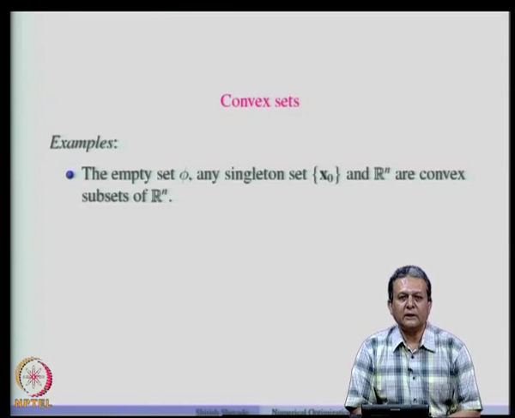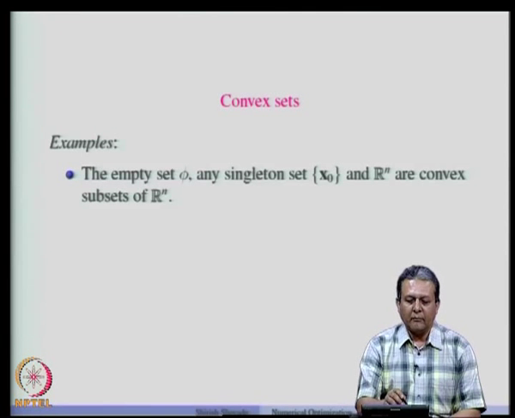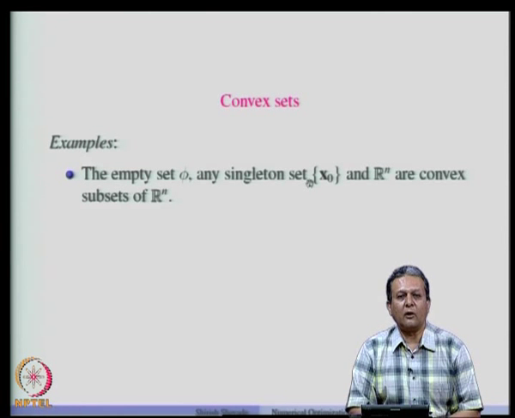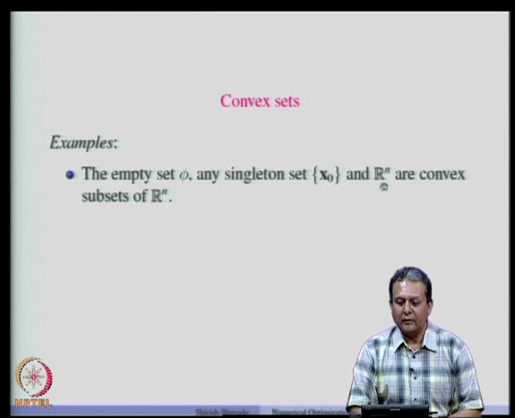Now, let us look at some more examples of convex sets. By convention the empty set is a convex set. Then any singleton set is also a convex set, because since we have only one point in the set, it is obviously a convex set, because there is no notion of line segment in that set. Then the set Rn, the n-dimensional set of real numbers, is also a convex set.